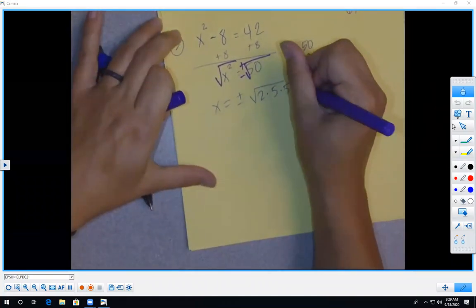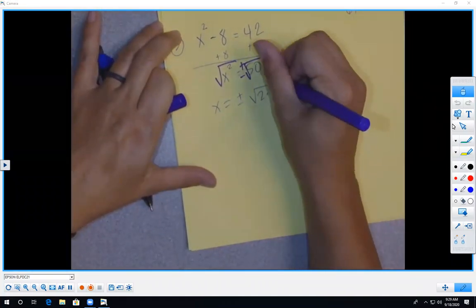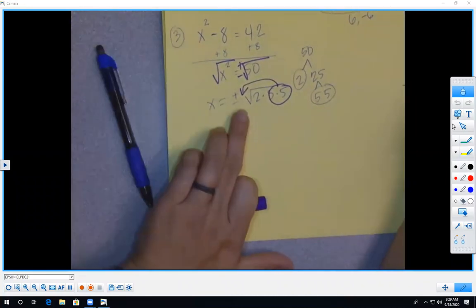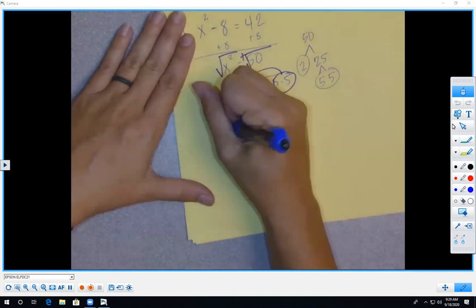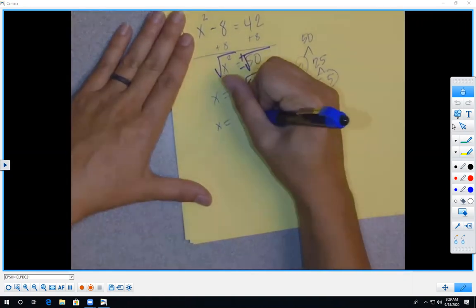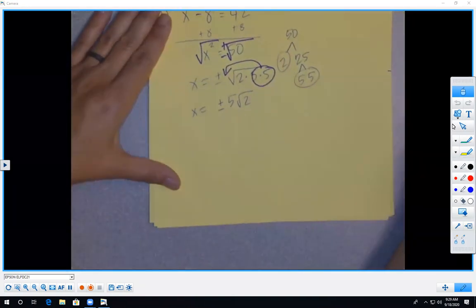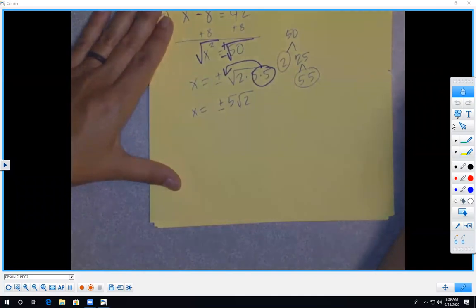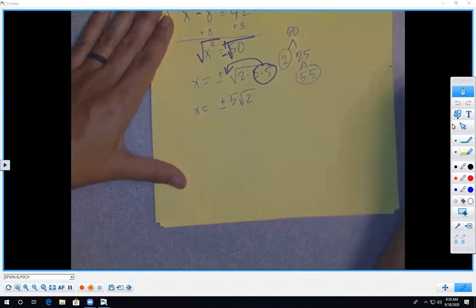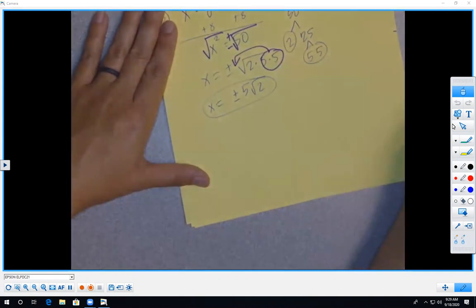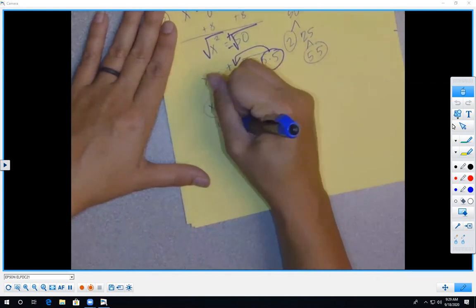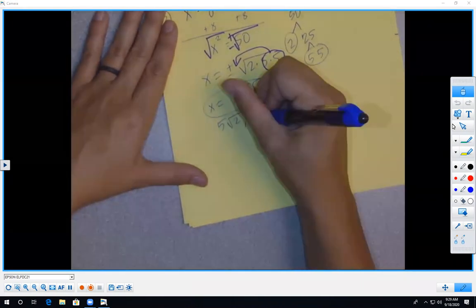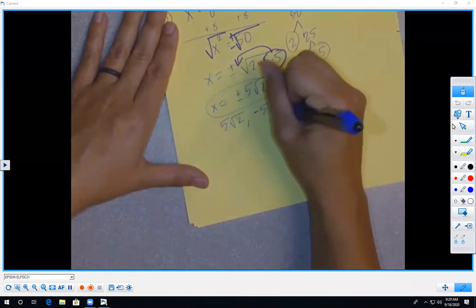A pair of 5s. That pair of 5s goes, like the plus or minus goes first, so it's going to go in between the plus or minus and the square root sign. So your answer is going to be plus or minus 5 times the square root of 2. So we're putting together all the things that we've been learning. What's my two answers there? Positive 5 square root of 2 and negative 5 square root of 2.